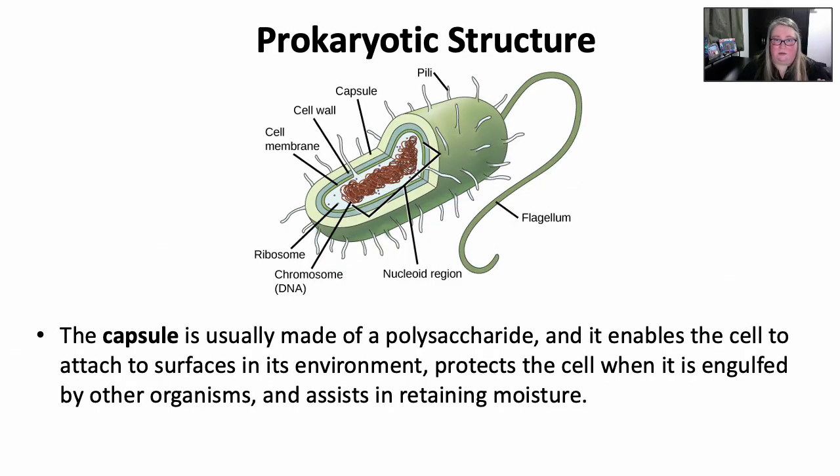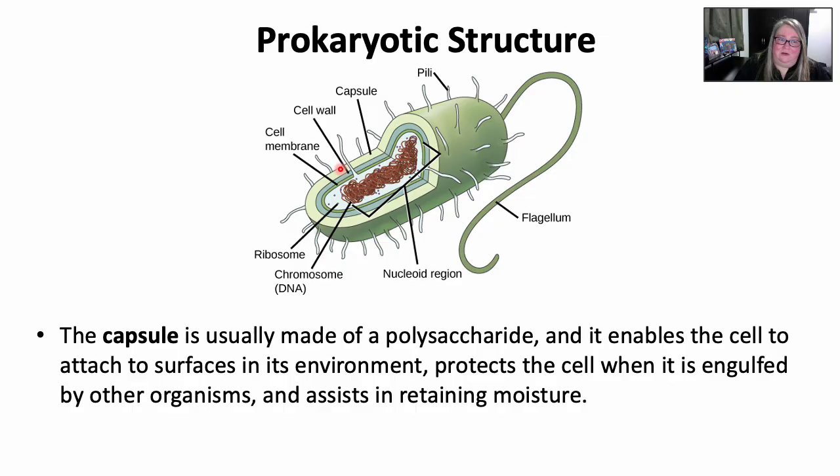Okay, now the outermost layer of some prokaryotic cells is sometimes what we call a capsule. This capsule is made of polysaccharides, like a sugar coating. The sugar coating is really important because it protects both the cell membrane and the cell wall, and it enables the cell to attach to different surfaces. It's sticky. It also prevents the cell from being eaten by other cells.